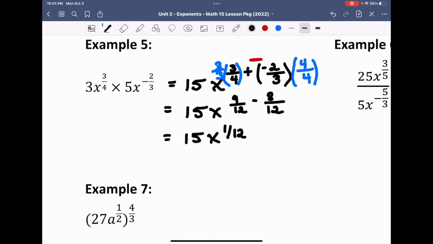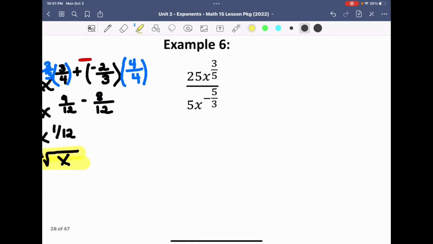Okay, now our final step is to make this into radical form. The 15 is not attached to the power. We put the base under the radical, and now we take the denominator of our exponent or rational exponent and put that as the index. So I put 12 on the outside, and I could put a 1 here, but anything to the power of 1 is just itself. So I'm almost just going to leave this and call that our solution here.